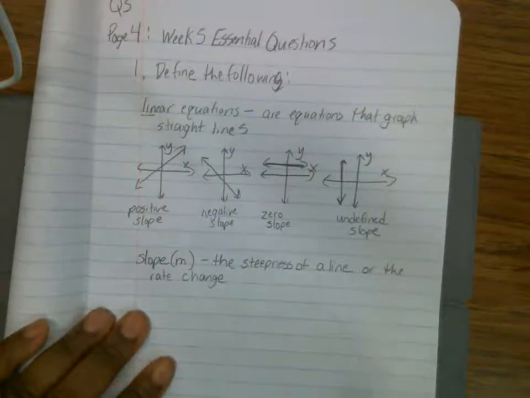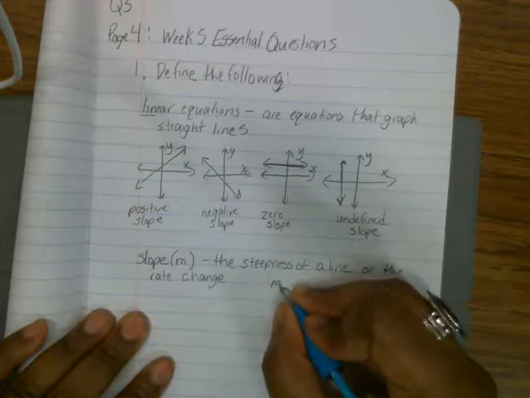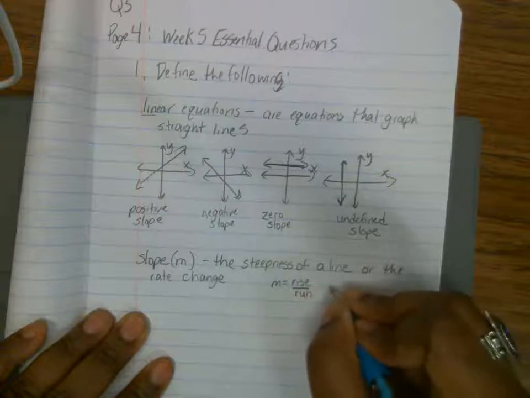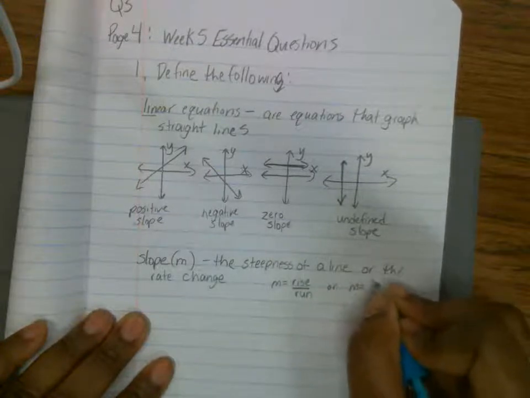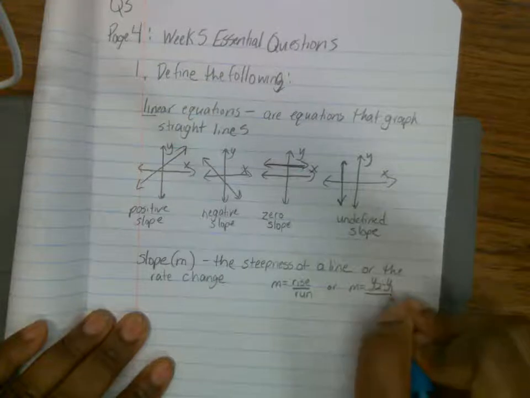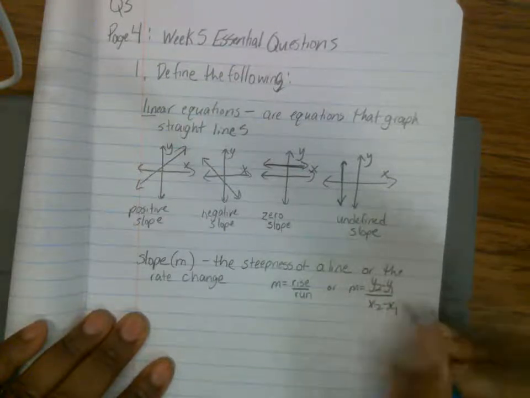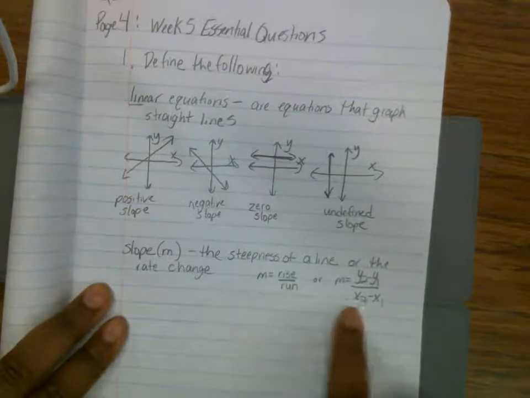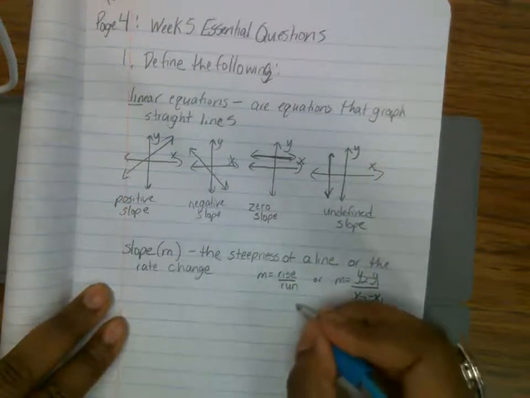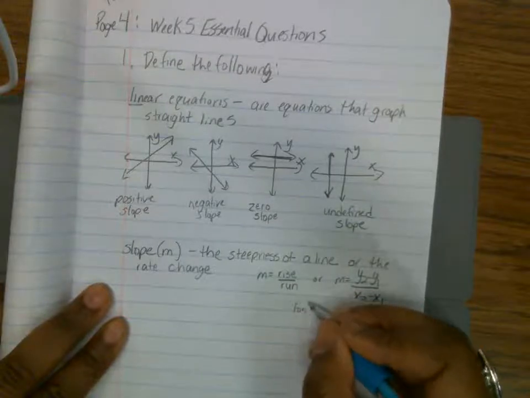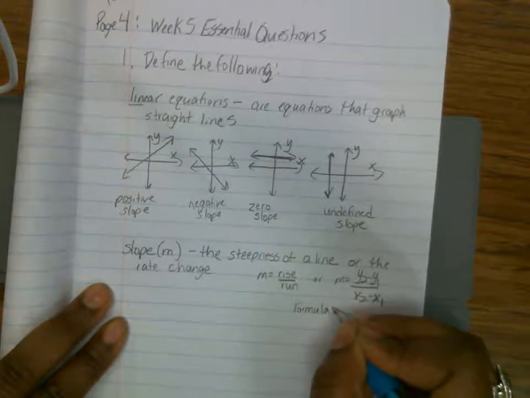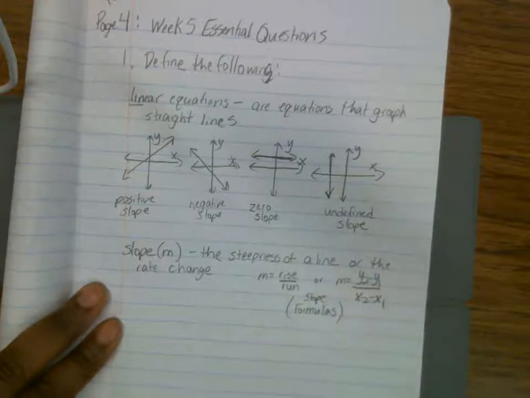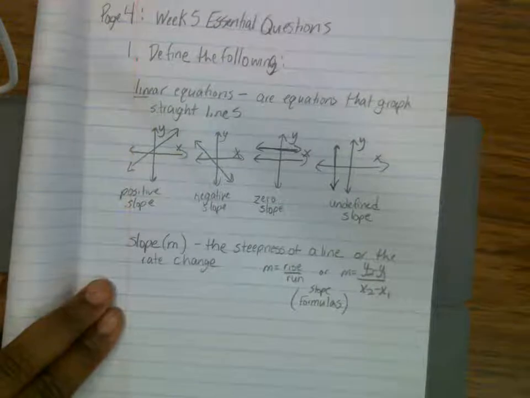And remember, guys, there are two formulas for finding slope. You have rise over run, and you have y2 minus y1 over x2 minus x1. These are the formulas for finding slope. I'll pause for the calls to give you a chance to write.